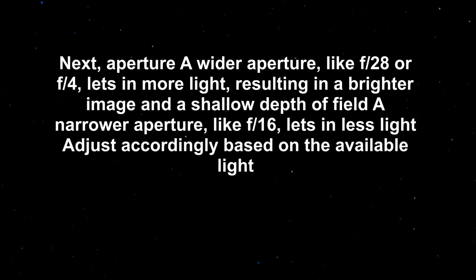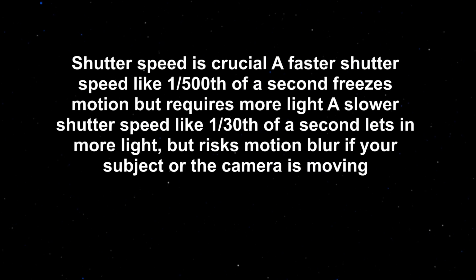Next, aperture. A wider aperture, like f/2.8 or f/4, lets in more light, resulting in a brighter image and a shallow depth of field. A narrower aperture, like f/16, lets in less light. Adjust accordingly based on the available light. Shutter speed is crucial. A faster shutter speed like 1/500th of a second freezes motion but requires more light. A slower shutter speed like 1/30th of a second lets in more light, but risks motion blur if your subject or the camera is moving.